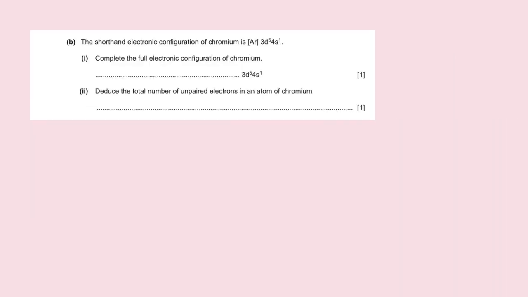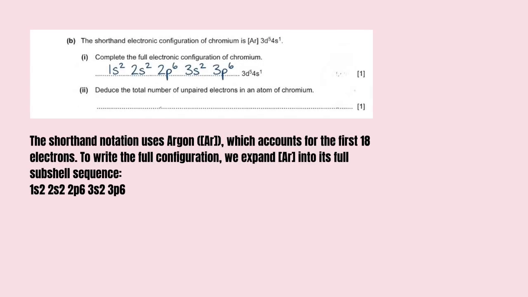Now for part B1, we are given the shorthand configuration of chromium as [Ar] 3d5 4s1, and the symbol argon represents the noble gas core of argon, which accounts for the first 18 electrons. To write out the full configuration, we expand that core into its complete subshell sequence. Write down 1s2, 2s2, 2p6, 3s2, 3p6 right on the line before 3d5, 4s1.